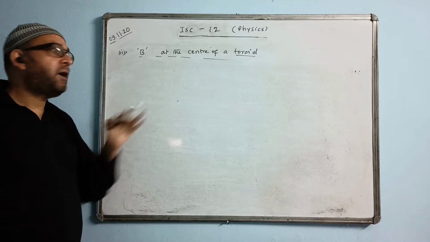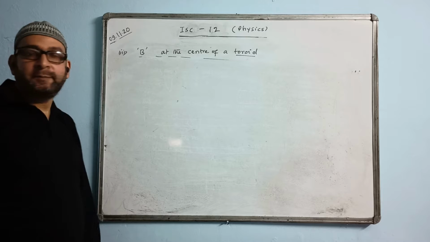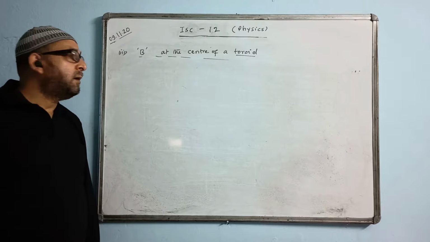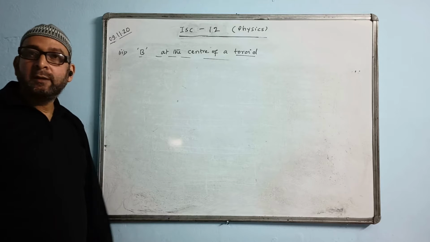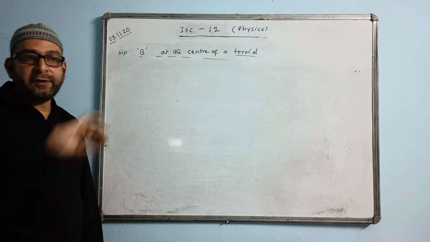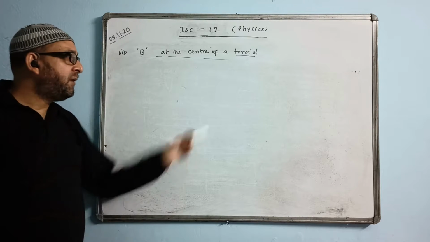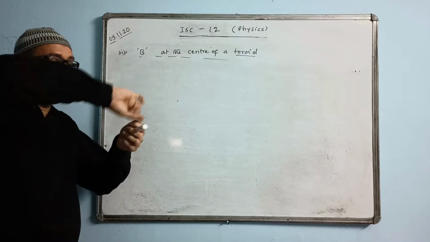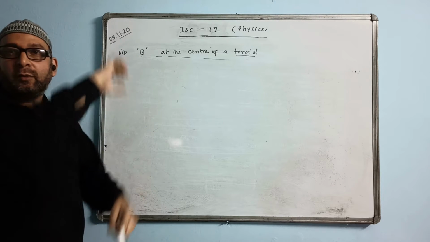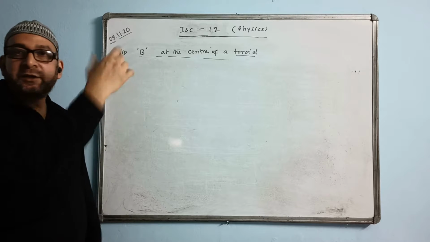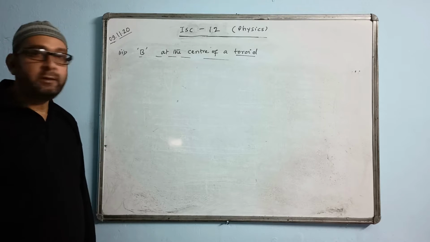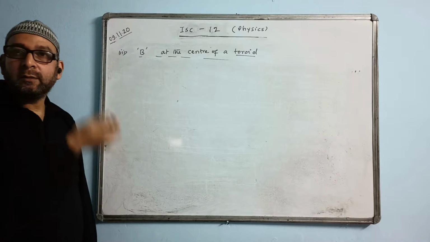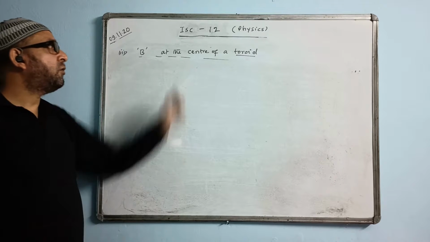Okay, what is a toroid? I will tell you what a toroid is. A toroid is a solenoid in the form of a ring. If we have the solenoid in the form of a ring like this, round, or donut shaped. Have you seen the donut, the round one? That is called a toroid.